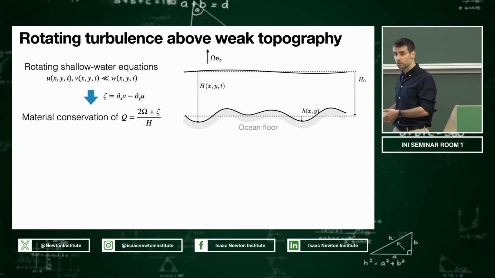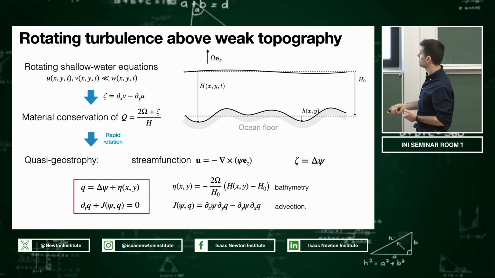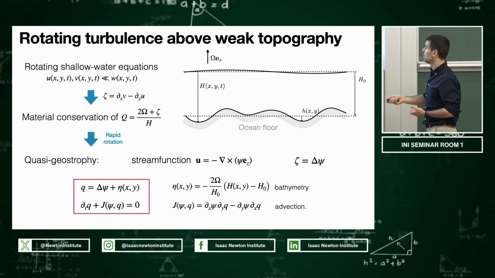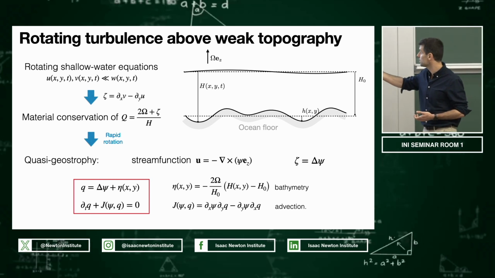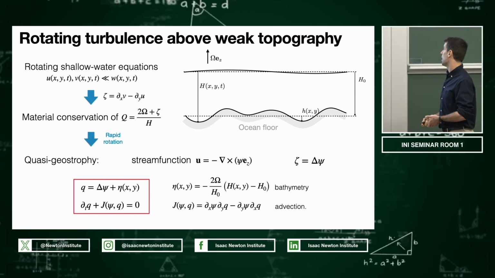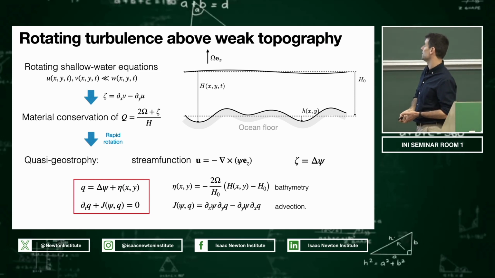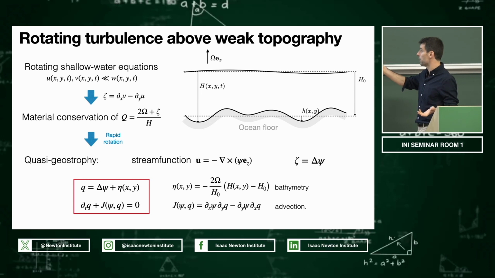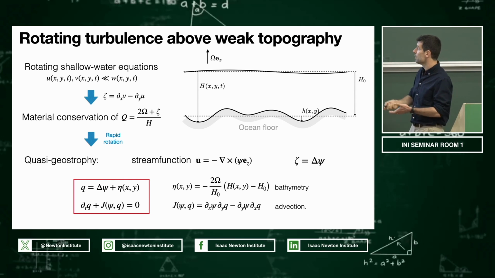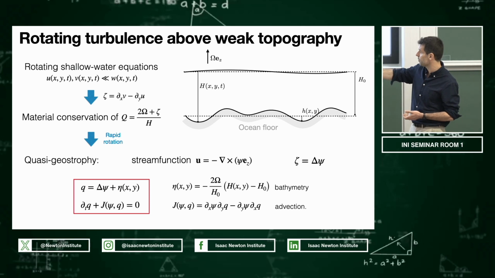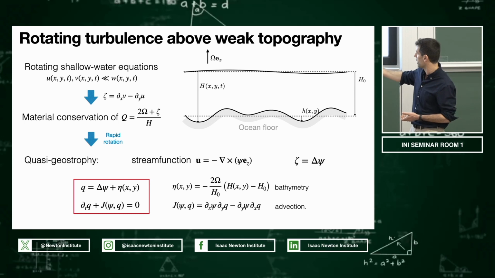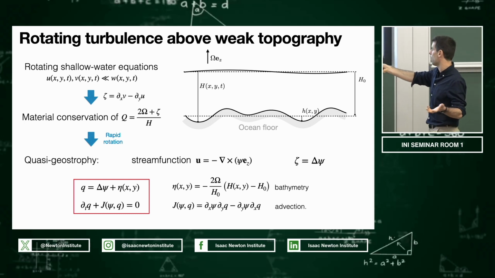And if you want to make progress, you can leverage the rapid rotation of the system to derive quasi-geostrophy. So because of rapid rotation, the main balance will be geostrophic balance, in which case the flow derives from a stream function psi, and mind the minus sign here in the GFD convention. And the vertical vorticity will be the Laplacian of that stream function. Okay, so this conservation equation for capital Q then becomes a conservation equation for this quantity little q here. So you can see the material conservation. This is just the total derivative of little q. Well, this is advection, written as Jacobian by the horizontal flow.